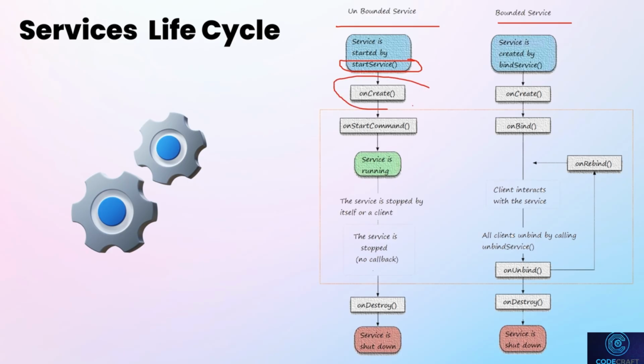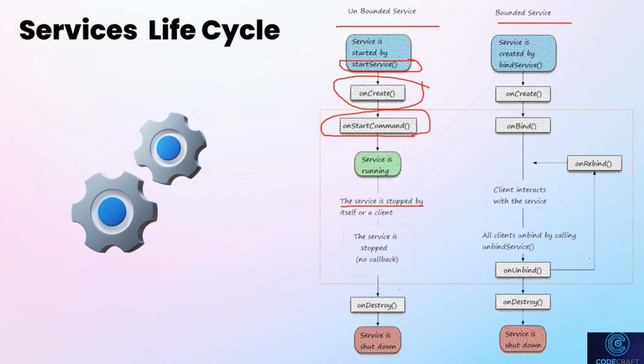Then the onCreate method is called. This method is called when the service is initially created. It's used for one-time initialization tasks. The onStartCommand method. This method is called when the service is started using the startService method. It provides the intent passed to the startService method and other parameters. You perform background tasks in this method. You can return values like START_STICKY or START_NOT_STICKY to indicate how the system should handle the service if it is killed due to resource constraints.